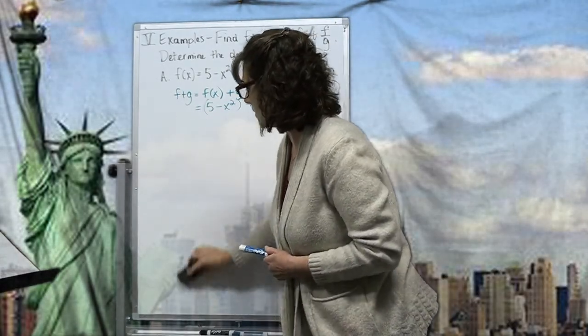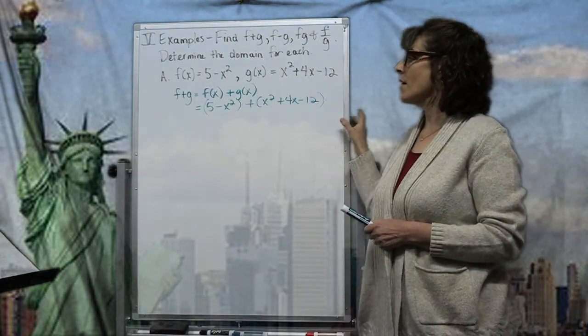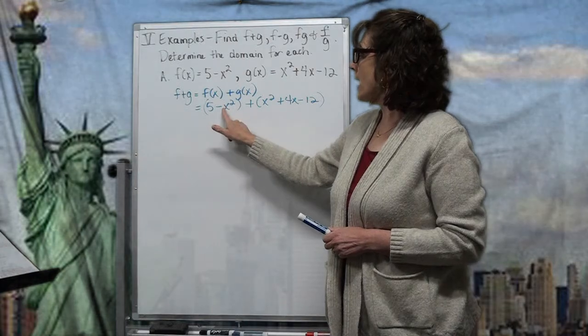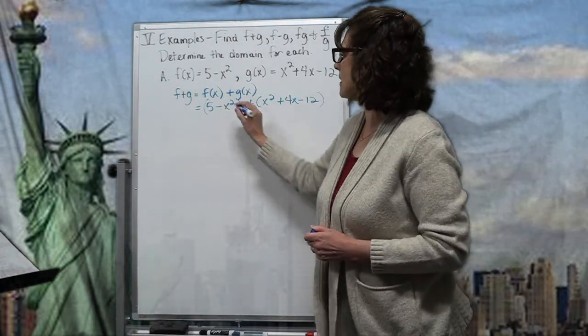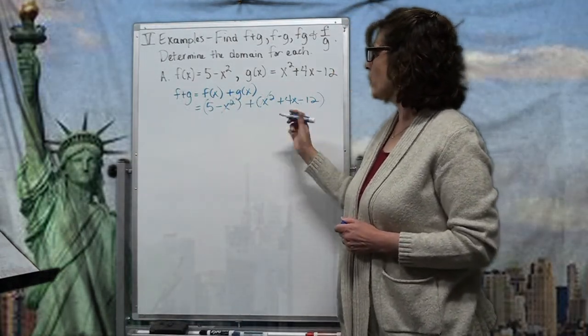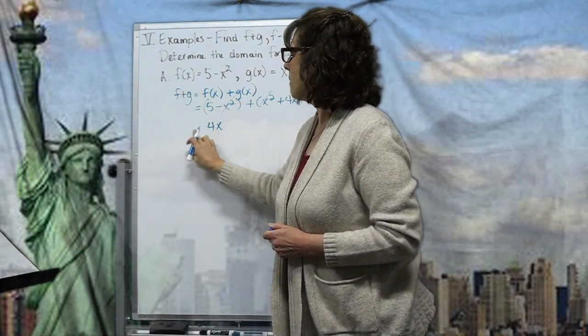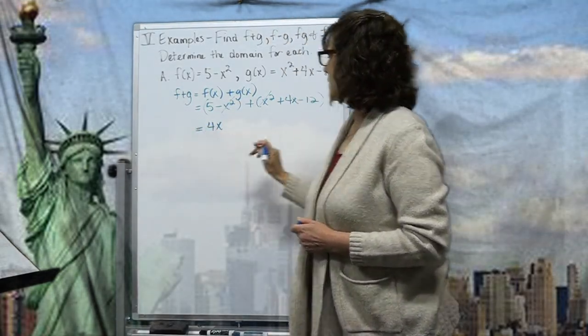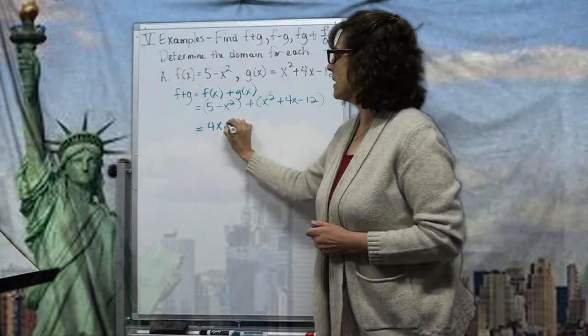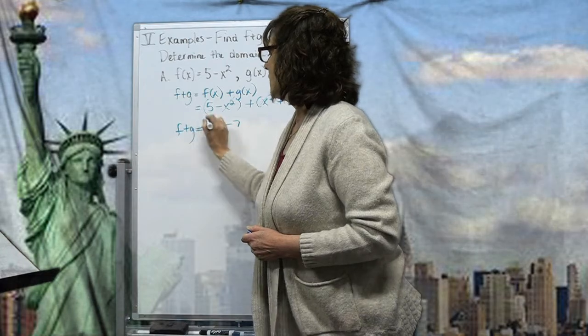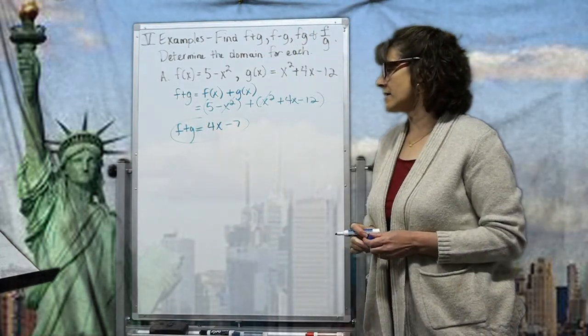I'm not leaving myself enough space. So at this point you can see I'm simply going to combine like terms. A negative x squared plus an x squared cancels out. The 4x doesn't combine with anything, so it is left. And then my 5 minus 12 will give me a negative 7. So here is my f plus g. It's simply 4x minus 7.